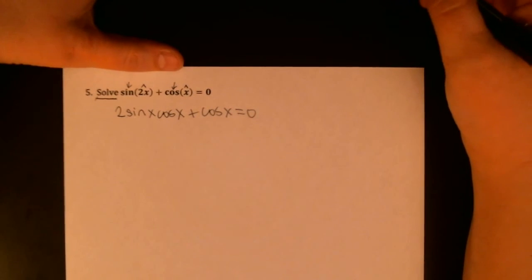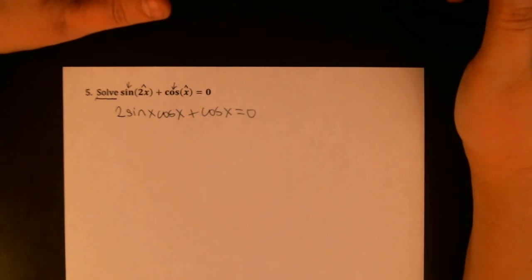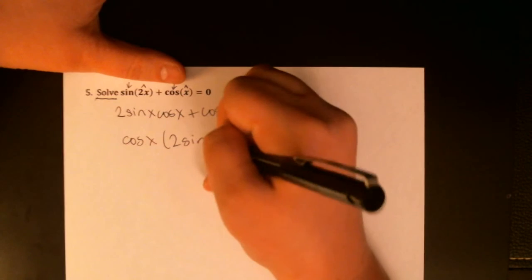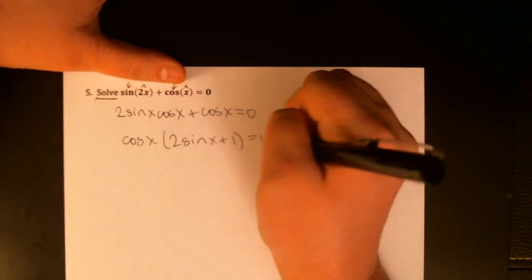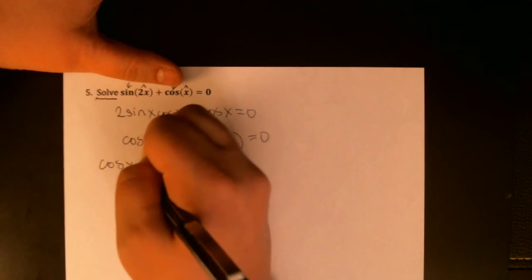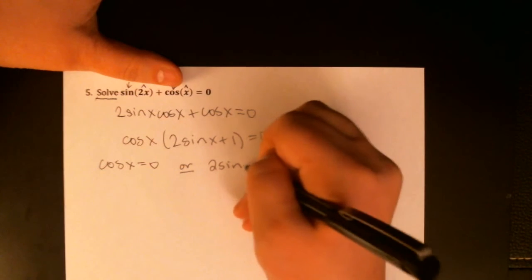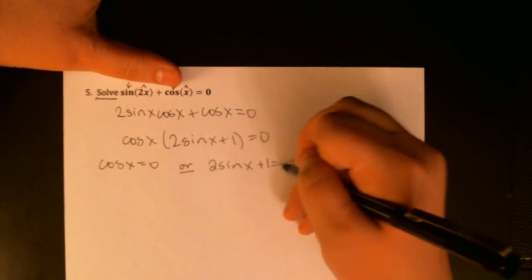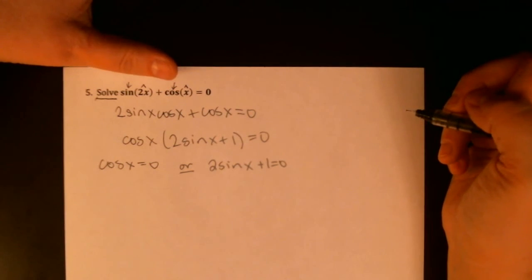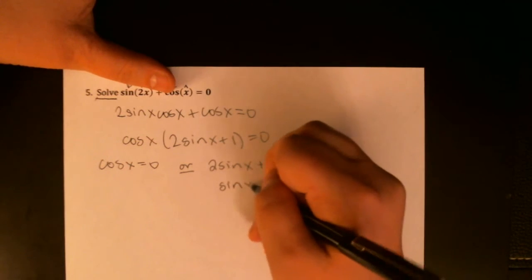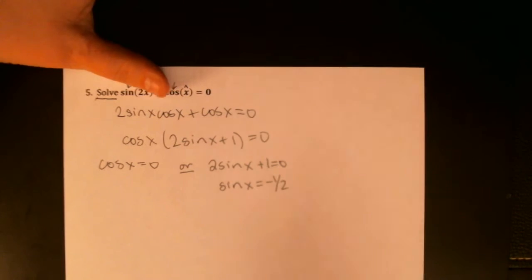To continue with this problem, I can get out of my trouble with the two trig functions by factoring. I can factor out a cosine x, and that leaves me with a 2 sine x plus 1. And this works out beautifully because I can now set each factor equal to 0. And when I do that, I no longer have a mix of two trig functions in any one equation. So I'm interested in when cosine x equals 0 and when sine x equals -1/2.